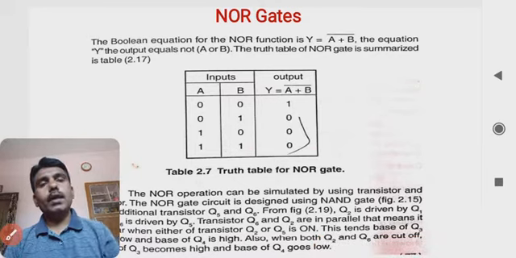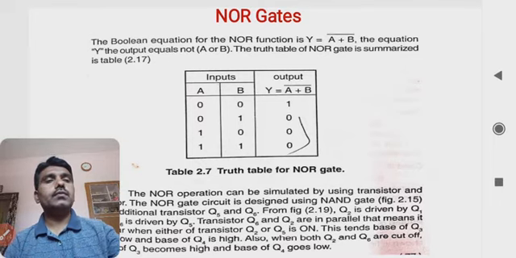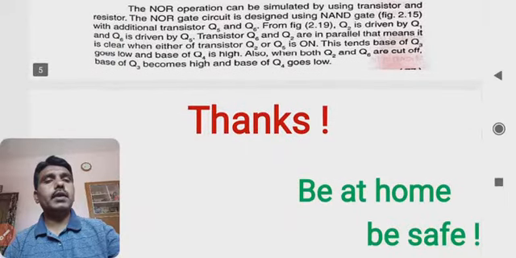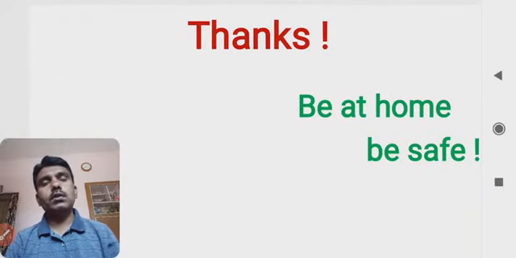That means the NAND gate is made with the AND gate plus NOT gate, and the NOR gate is made with the OR gate plus NOT gate. So this is all about the NAND gate and the NOR gate. How they are called universal building blocks, we will see in the next lecture.